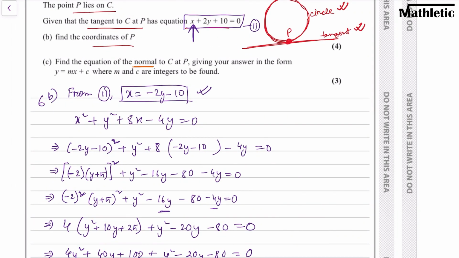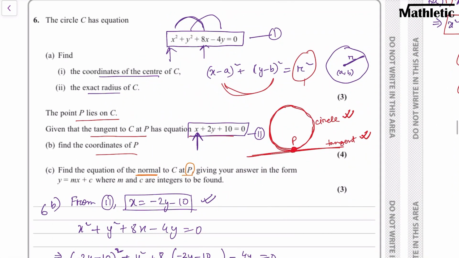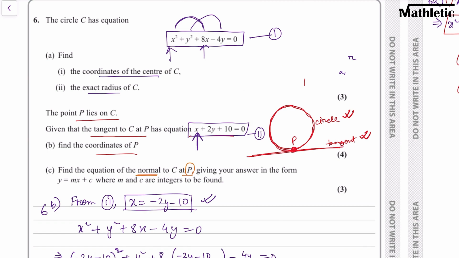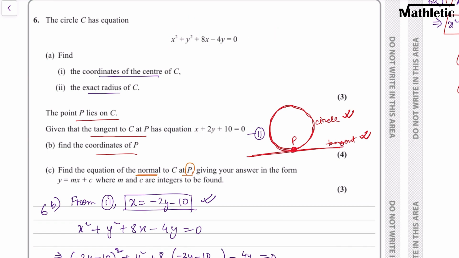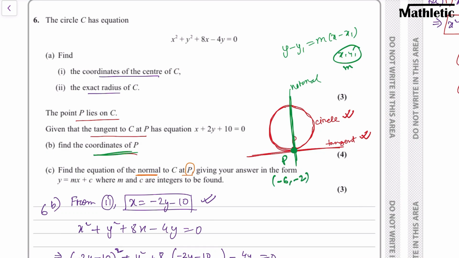Next, we need to find the equation of the normal at point P. So basically, normal is the perpendicular line here. This is the normal. So normal is just a straight line. So the equation should be y minus y1 equals gradient into x minus x1. So we need a coordinate and we need the gradient, right? So normal passes through point P. So point P, minus 6, minus 2, which we just calculated, is the x1, y1. So the point is x1, y1.